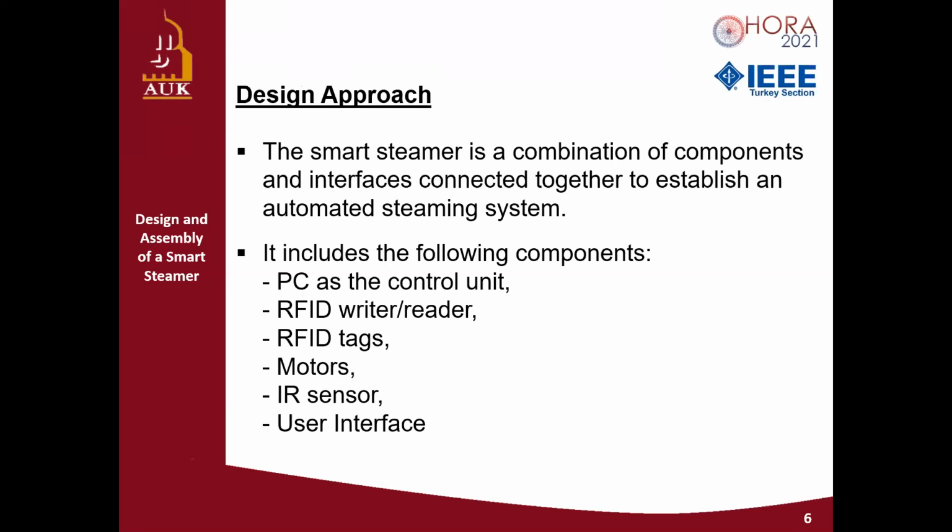The smart steamer is a combination of components and interfaces connected together to establish an automated steaming system. It includes the following main components: a PC, personal computer, used as the main processing and control unit. We have also the RFID writer and reader, and of course the RFID tags that will be connected to each piece of cloth. We have also the motors, we have infrared sensors, and we also have designed or developed a user interface for the application.